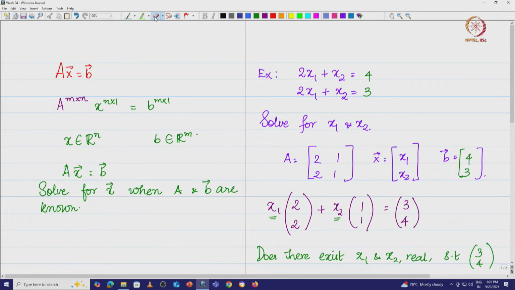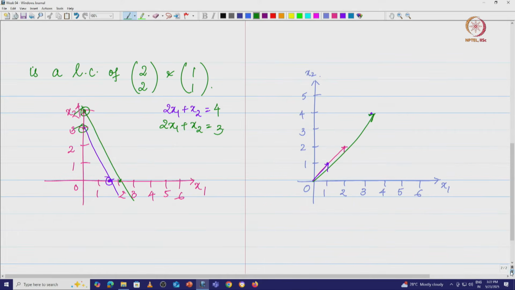So, the B vector now changes to 4 3, and this also is 4 3. So, now what are we going to have? 4 3 is basically a vector which is here, 4 and 3, that vector is here. Now, this is the B vector that I have. This vector is basically the 1 comma 1 vector, and this vector is basically the 2 comma 2 vector.